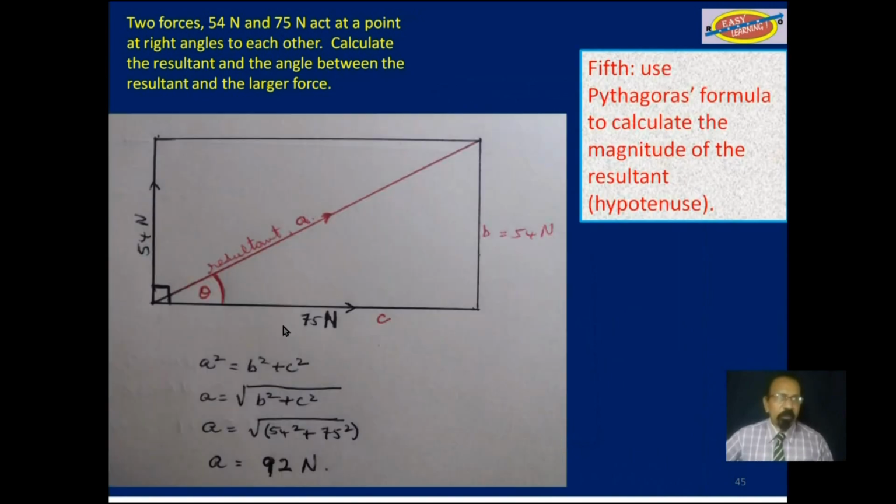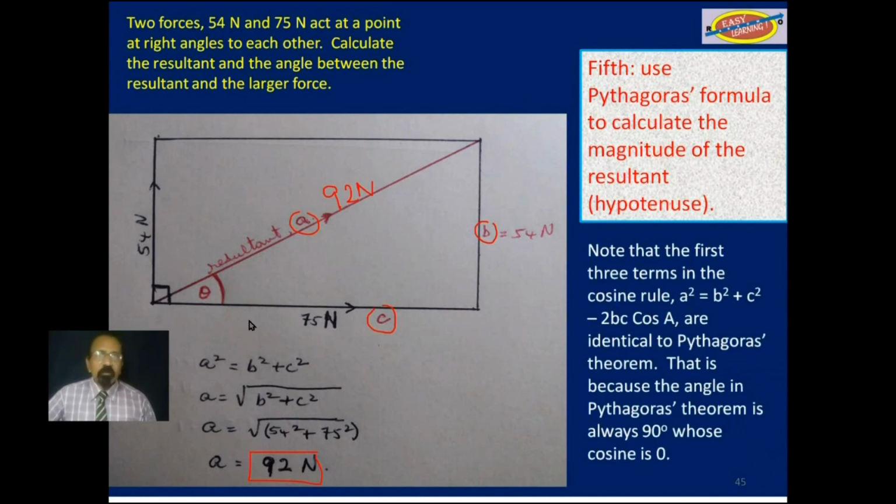We apply Pythagoras Theorem. So we want to find A. We know B and we know C. So A is equal to the square root of B squared plus C squared. You substitute that and you get A is equal to 92 newtons. So we know this is 92 newtons.